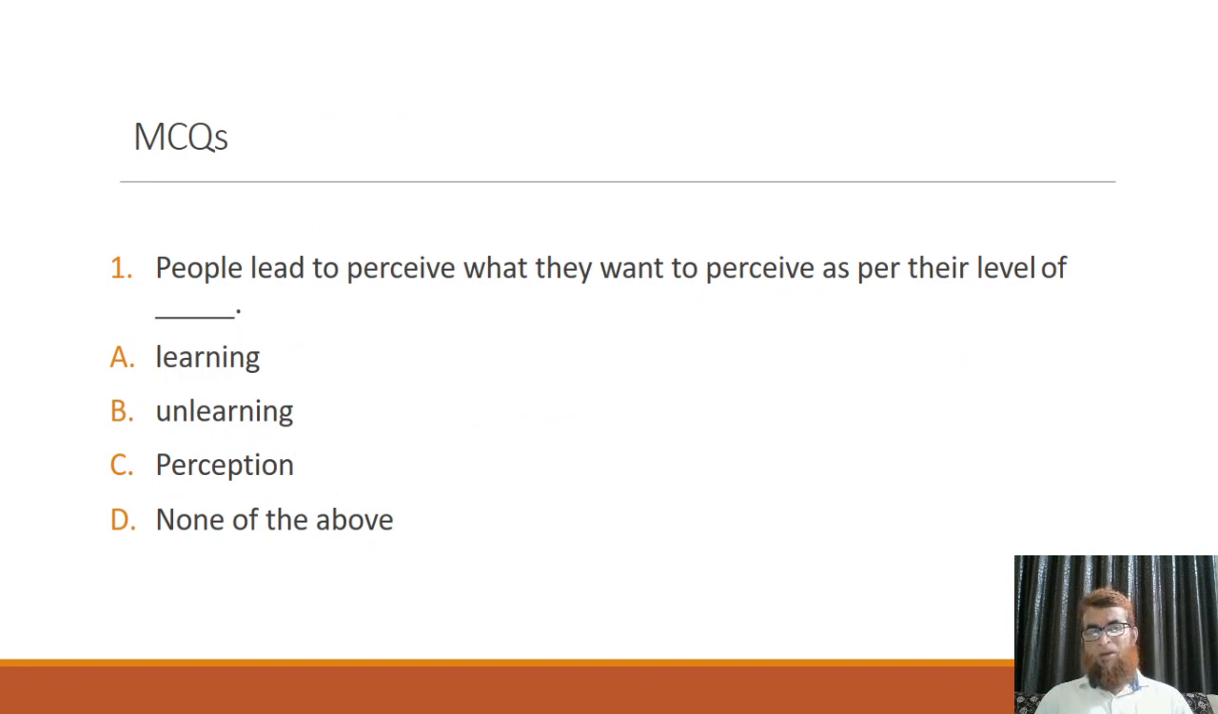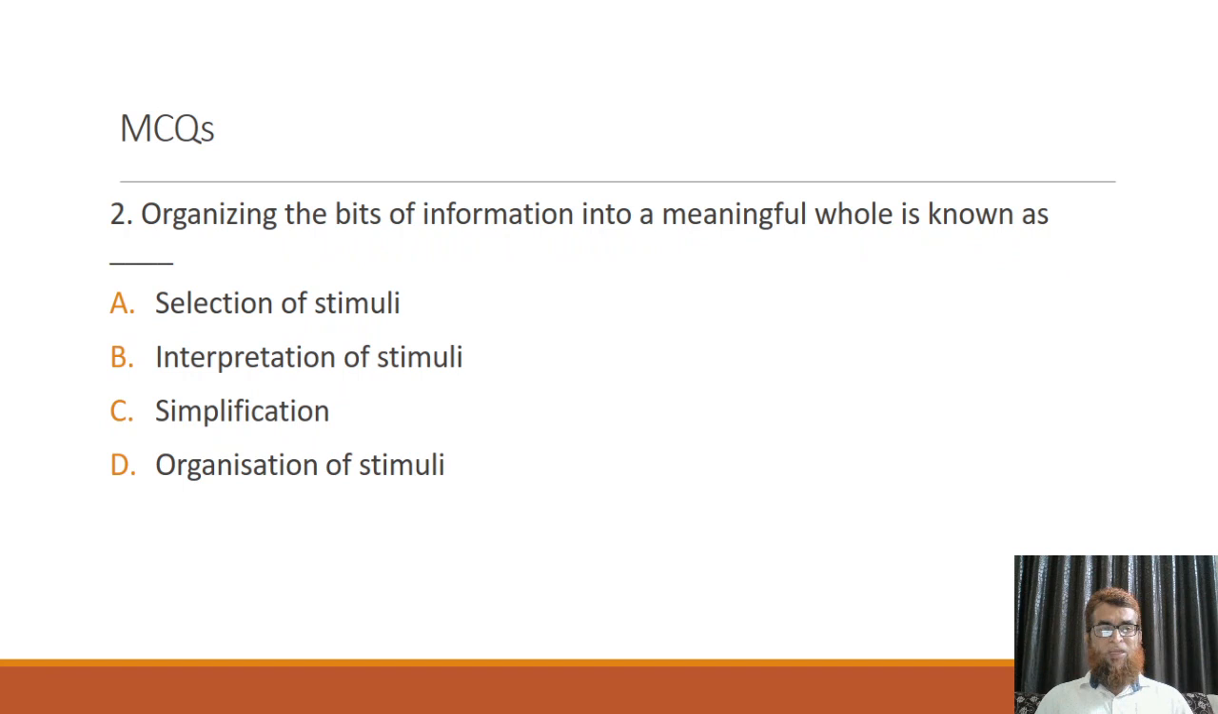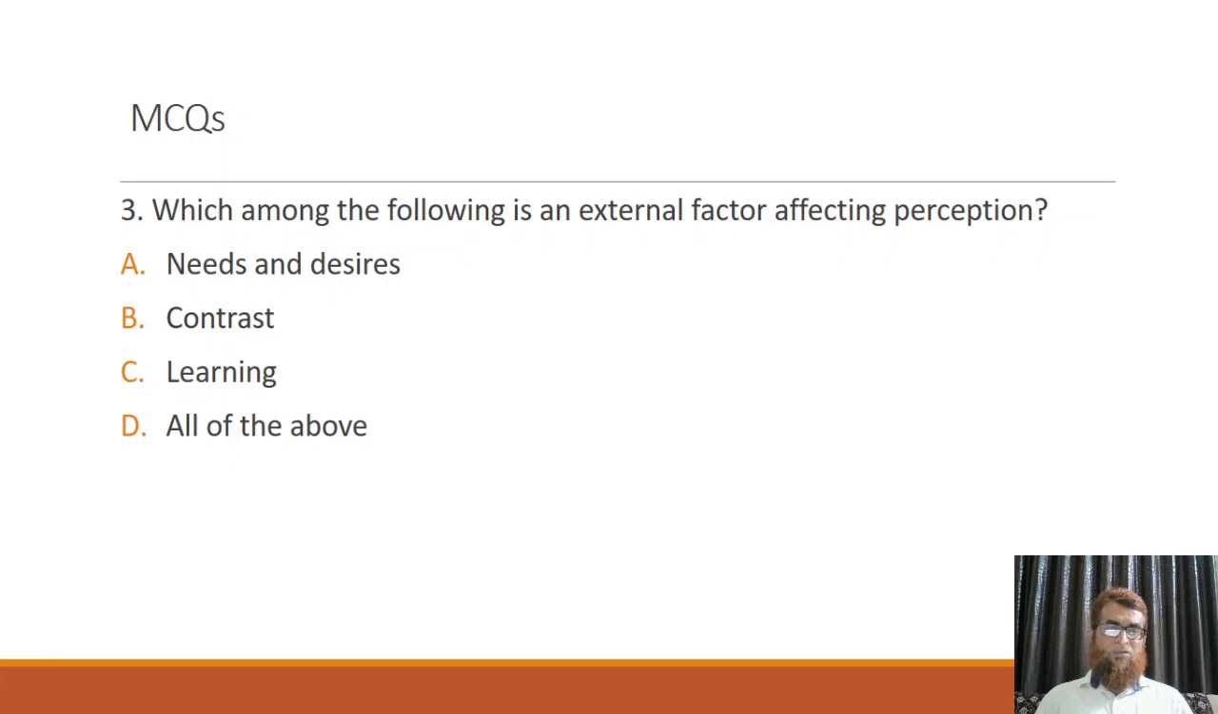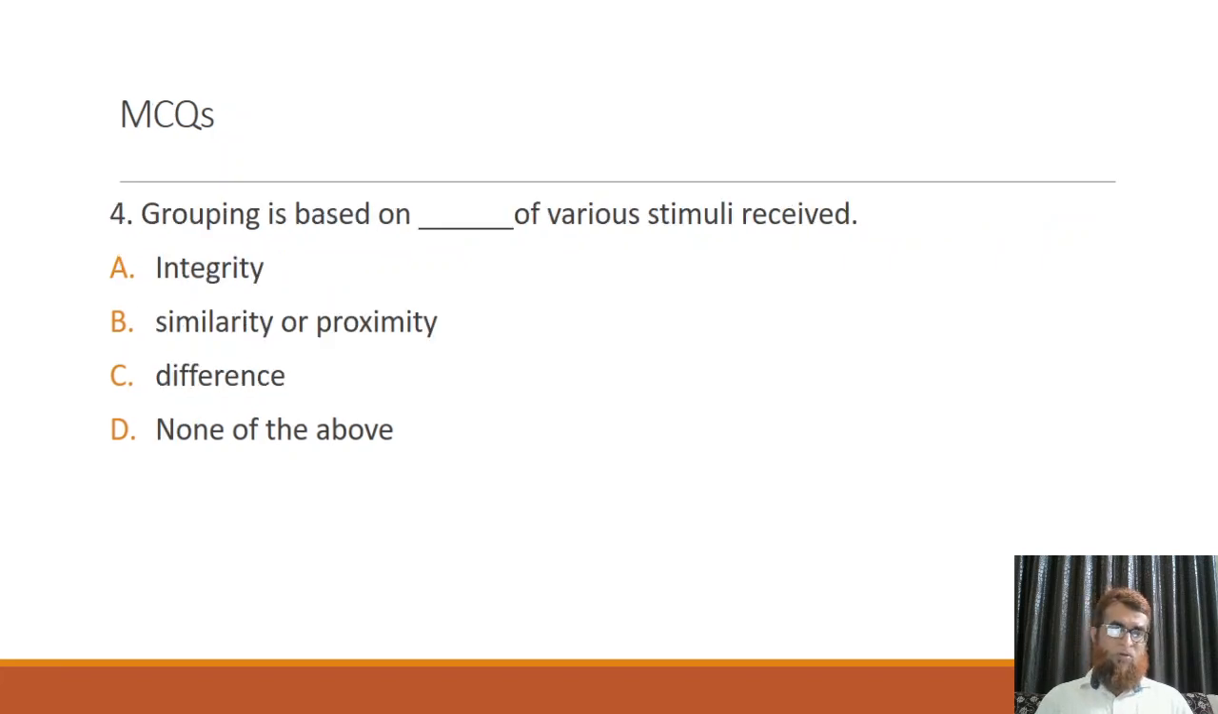People tend to perceive what they want to perceive as per their level of dash. This is the first question. Learning, unlearning, perception, none of the above. Second question is organizing the bits of information into a meaningful whole is known as selection of stimuli, interpretation of stimuli, simplification, organization of stimuli. Third question is which among the following is an external factor affecting the perception? Needs and desires, contrast, learning, all of the above.